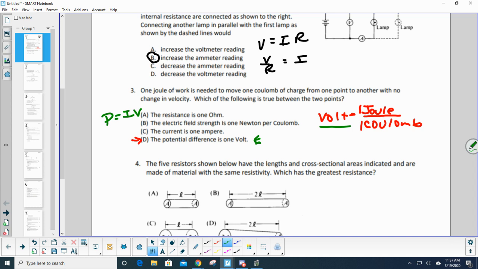So you've got 1 joule of work. I think, honestly, I just went down to D and saw it, and I knew it had to be right. I really didn't think about this. Somebody want to talk to me about why A would be wrong?